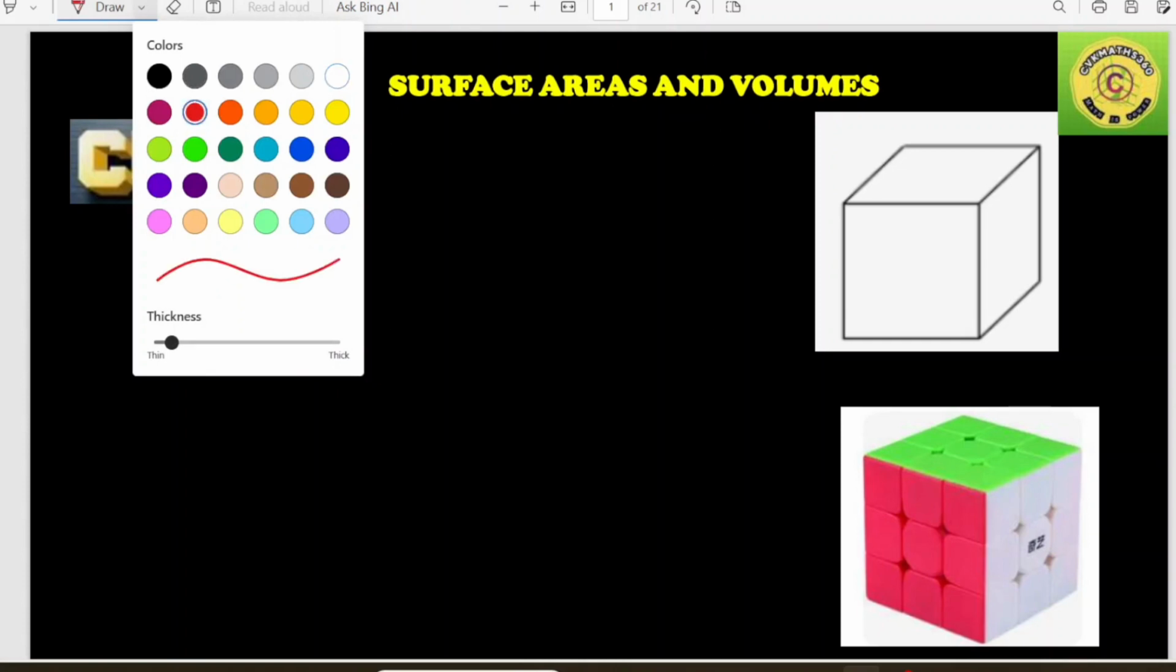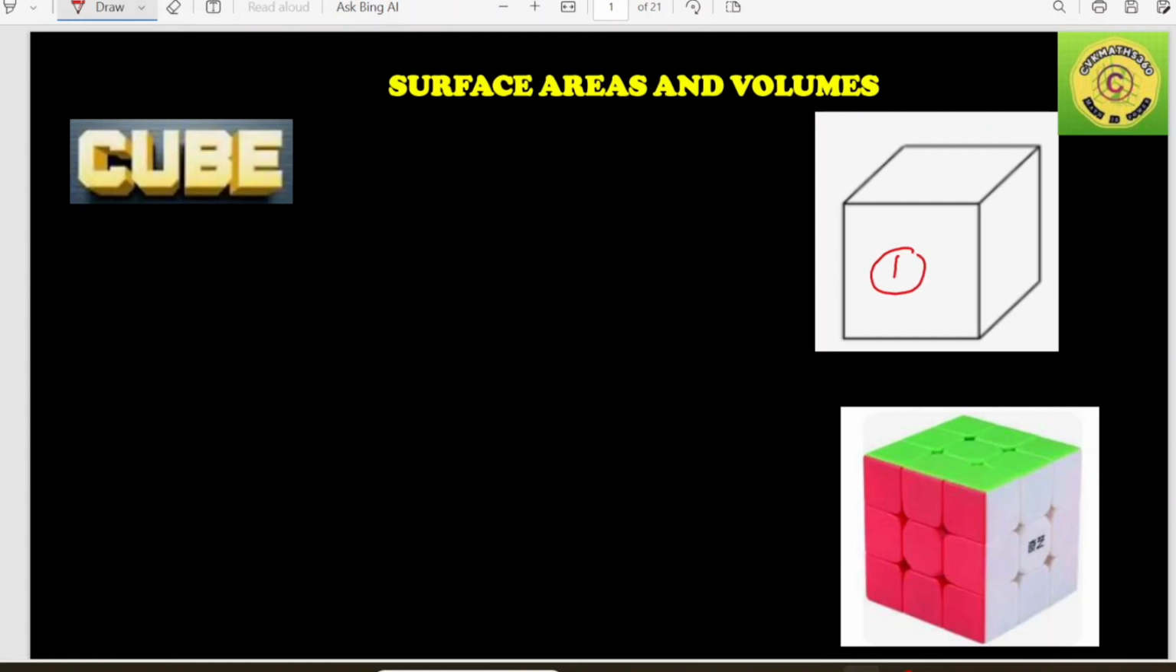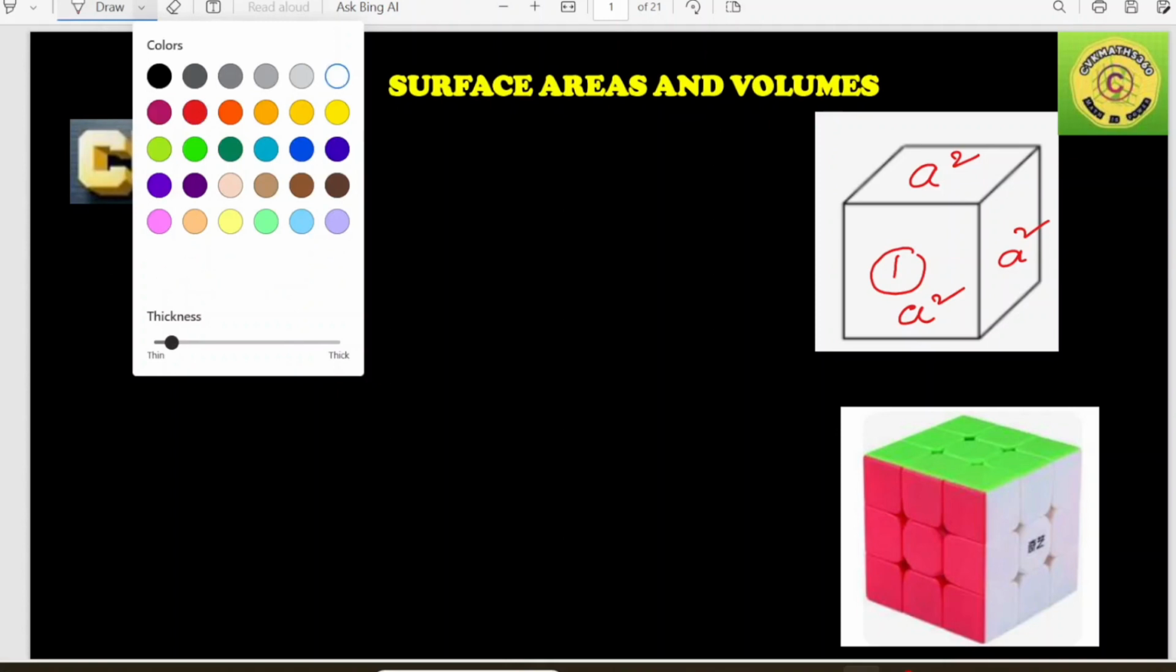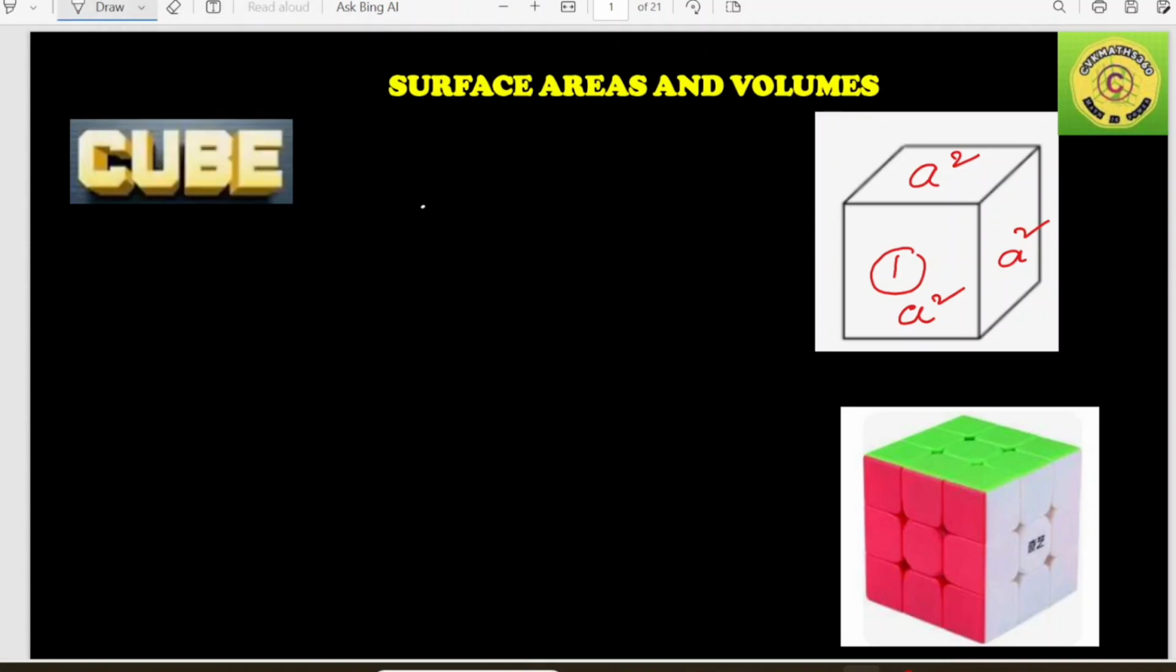For example, if you see, this is the front face and its opposite back face, everything is the same. Cube means all sides will be equal, so all six faces have equal area. So each face will be a square, a square, a square. It is also a square. So in total we have six faces, and all six are squares. So the total surface area of a cube, TSA of cube, will be 6a square.